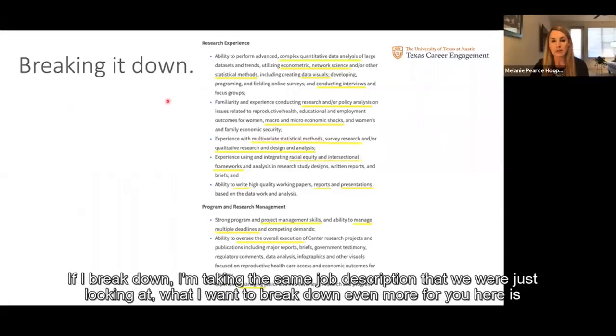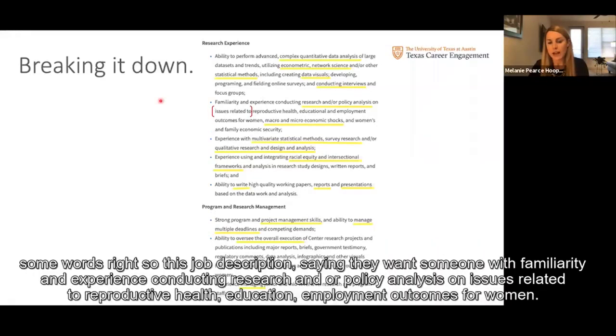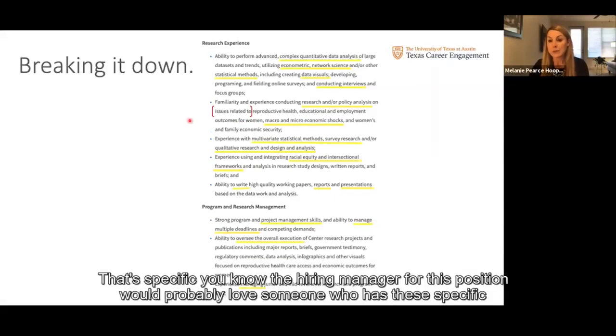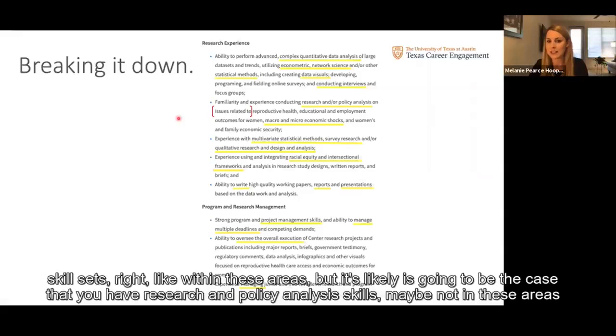I'm taking the same job description that we were just looking at. What I want to break down even more for you here is some words, right? So this job description is saying they want someone with familiarity and experience conducting research and or policy analysis on issues related to reproductive health, education, and employment outcomes for women. That's specific. The hiring manager for this position would probably love someone who has these specific skill sets, right?